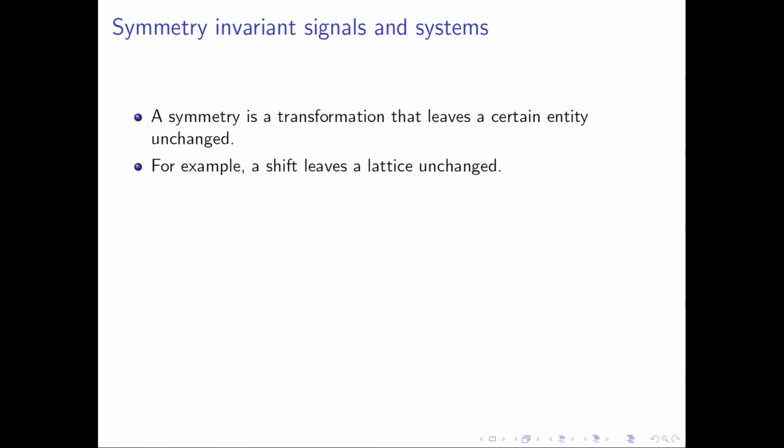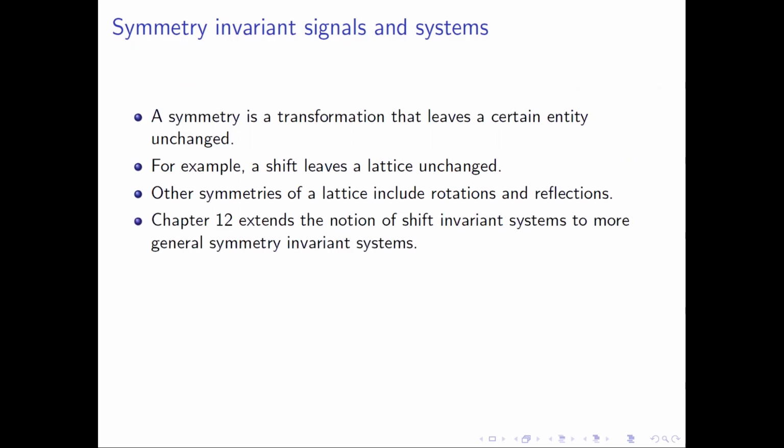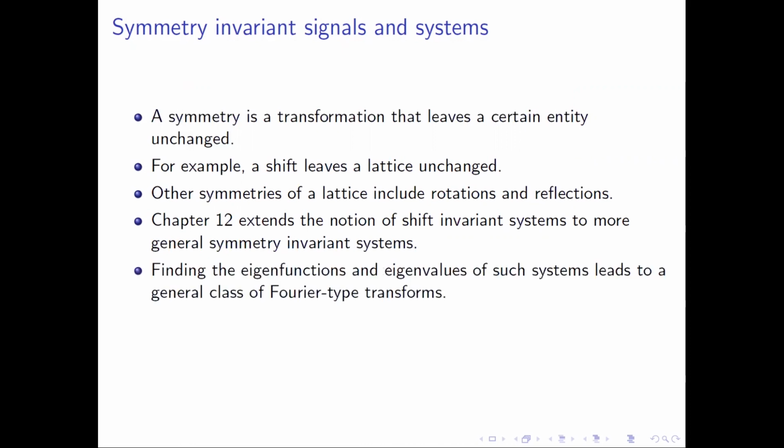Similarly, a shift of a lattice by any element of the lattice results in exactly the same set of points. Other possible symmetries of a lattice include rotations and reflections, depending on the lattice. This chapter extends the notion of shift invariant systems to more general symmetry invariant systems for different categories of lattices. Finding the eigenfunctions and eigenvalues of these types of systems leads to a general class of Fourier type transform, which includes the ubiquitous discrete cosine transform as an example.